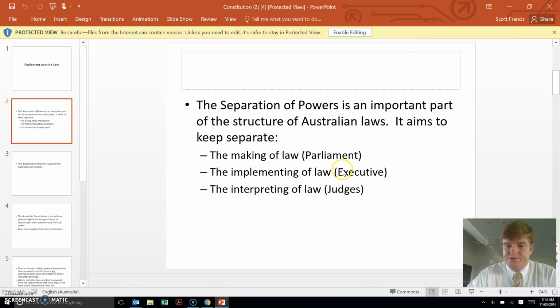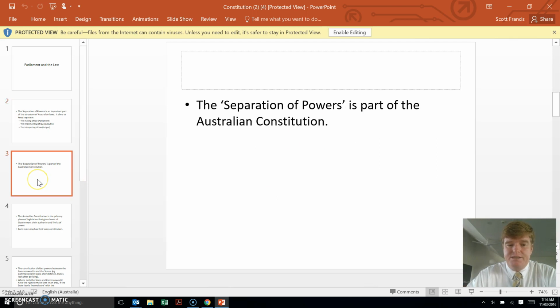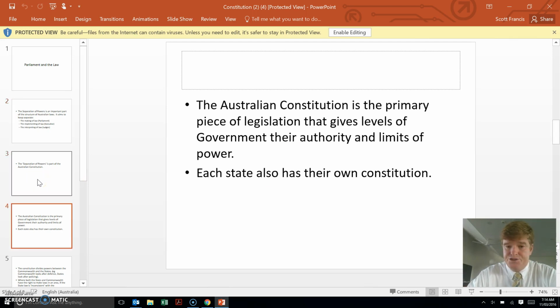There is some overlap because the ministers are also members of Parliament. The idea is that they should be separate so that no one gets too much power. And as I said, this is set out in the Constitution, which is the primary piece of legislation that gives governments their authority and also limits what they can do.